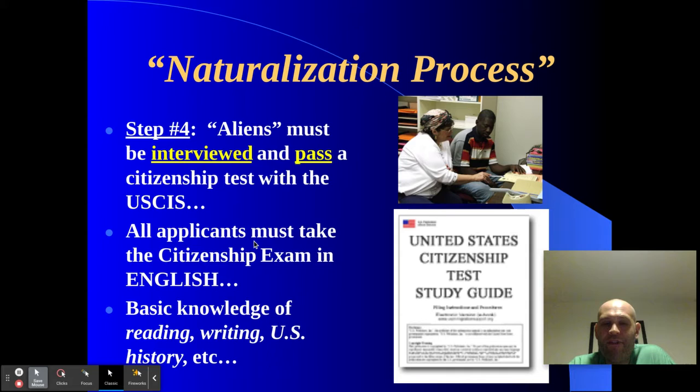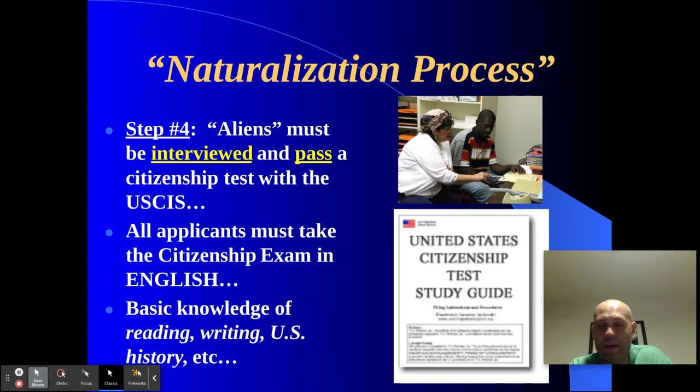Step four, you have to be interviewed and you have to pass a citizenship test. It's basically like your EOC. They're going to ask you questions and you have to pass that test. And an important thing to understand is that test is in English. So in order to pass the test, you must read and speak English. They're going to ask you to write a sentence in English. They're going to ask you questions in English.